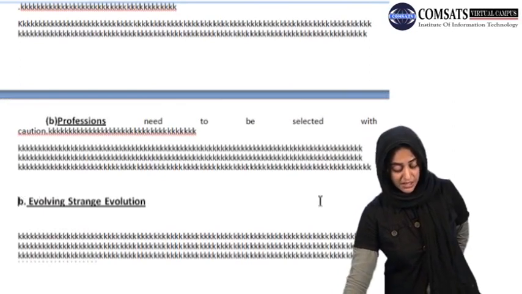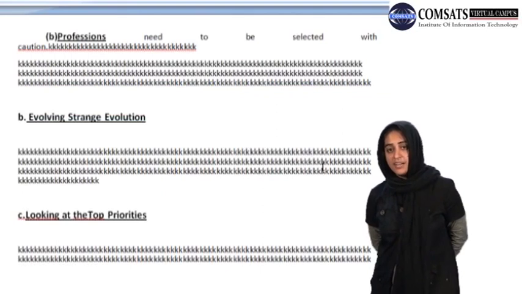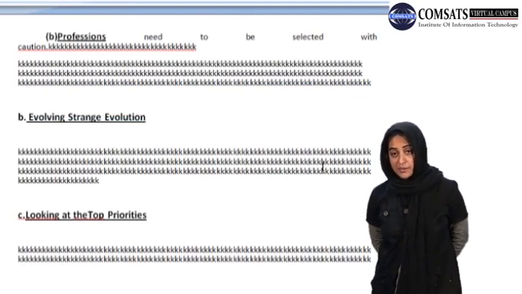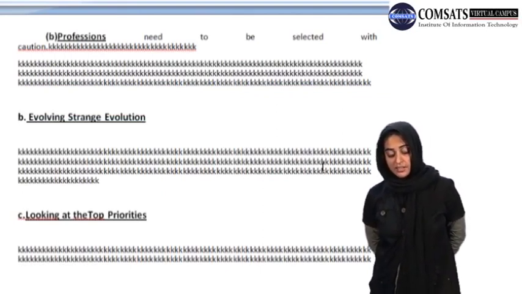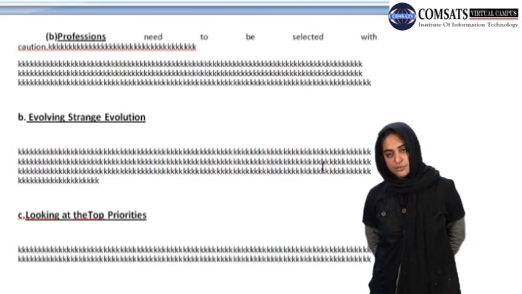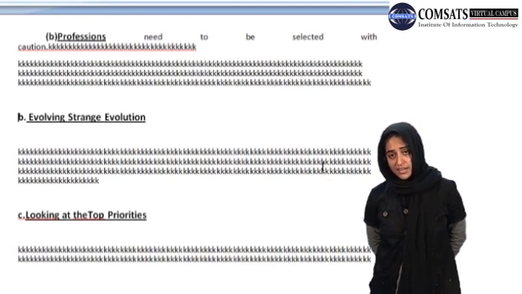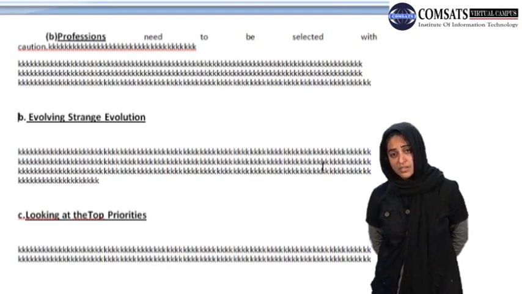Dear students, after it on the screen you can see there is another heading, evolving strange evolution. This is the third degree of heading. How is it having? It's toward the left margin of the page, two line space above it, one line space below it, or one line space above it, one line space below it, both are fine. First letter of all the words capital and underlined. Now dear students, these are the attributes, the positioning, the style of the third degree of heading.